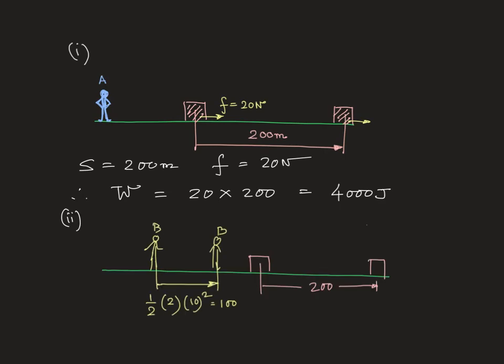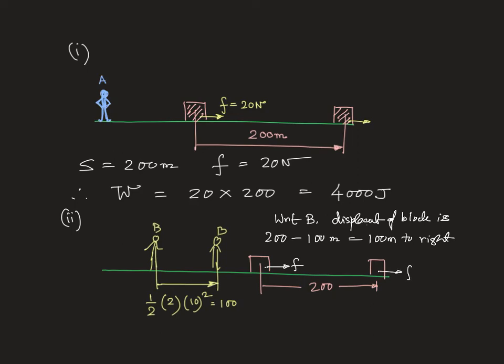So in the second case, displacement of B is 100 meter towards the right. So with respect to B, displacement of the block is 200 minus 100 meters, that is 100 meter to the right. And see, displacement is frame dependent, but force isn't frame dependent. So work done by friction, W is equal to, what was the force? F multiplied by 100. So 20 multiplied by 100, that is 2000 Newton.